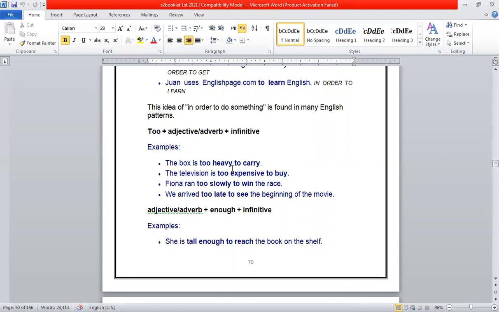Fiona ran too slowly to win the race. We arrived too late to see the beginning of the movie. This is the structure of too plus adjective or adverb plus infinitive.